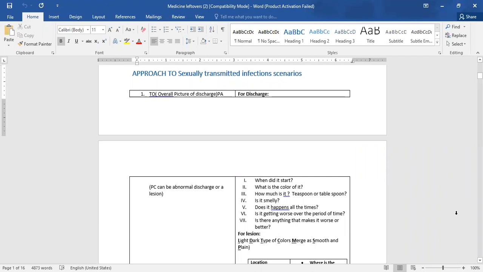You have to keep, like Dr. Hamid has asked you to remember, the word TOPA. So in that case, you have to recall the same word, but you have to take it in different meanings. For example, for the T, you will ask the patient, when did it start? Or you can ask, for how long have you had this? And then for O, take the overall picture of the discharge. For example, what questions are you going to ask? Okay, so Miss Linda, what is the color of it? How much is it? Is it a teaspoon or tablespoon?